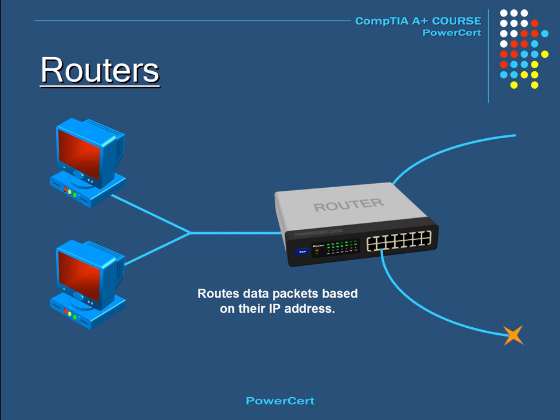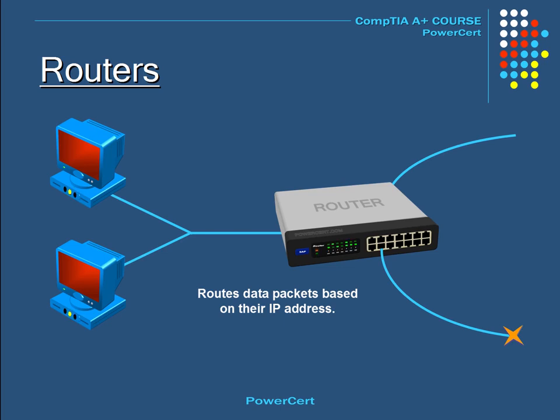If the router determines that the data packet is meant for its own network, it receives it. But if it's not meant for its own network, it sends it off to another network. So a router is essentially the gateway for a network. Now let's go ahead and demonstrate this.